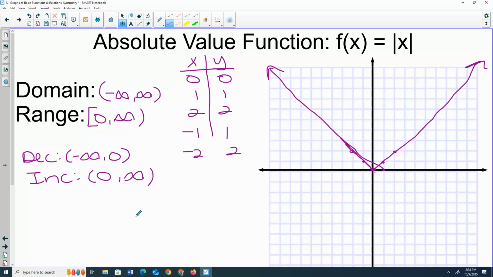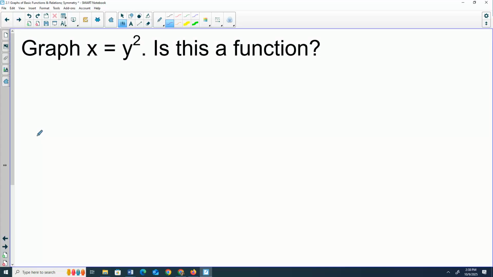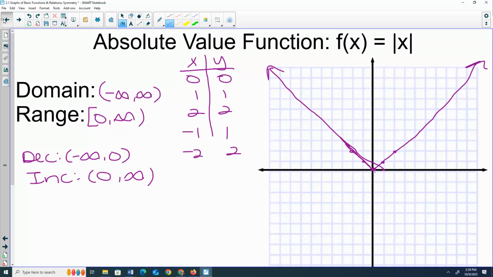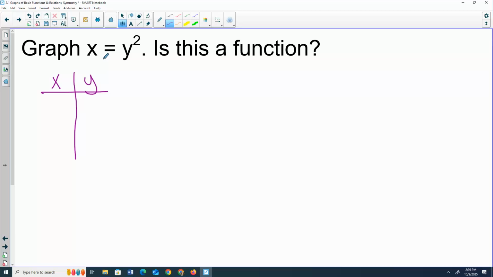Last slide I want to look at today. If I asked you to graph x equals y squared, would it be easier to plug in values for x or for y? All of the others we were plugging in things for x because they were y equals. If you had an x, you could easily find your y. What would I plug in for on this one? The y. And then to get my x, I can do y squared.